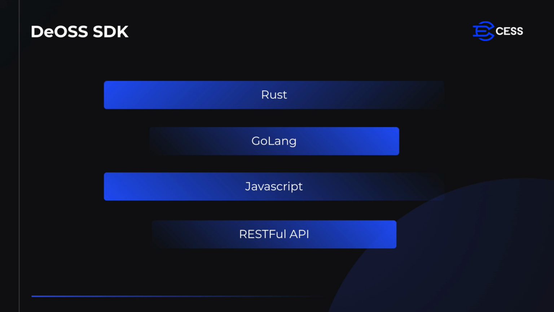Now let's talk about the DeOSS SDK. The SES ecosystem provides developers with powerful tools to seamlessly integrate DeOSS and decentralized storage into their applications. We support SDKs in Rust, Golang, and JavaScript, giving developers the flexibility to work in the languages they are most comfortable with. Additionally, our DeOSS RESTful API ensures easy access and integration with the SES network, allowing for streamlined development and integration processes. Whether you're building in Rust, Golang, JavaScript, or using our RESTful API, the DeOSS SDK makes it easy to leverage the full potential of decentralized storage on the SES network.